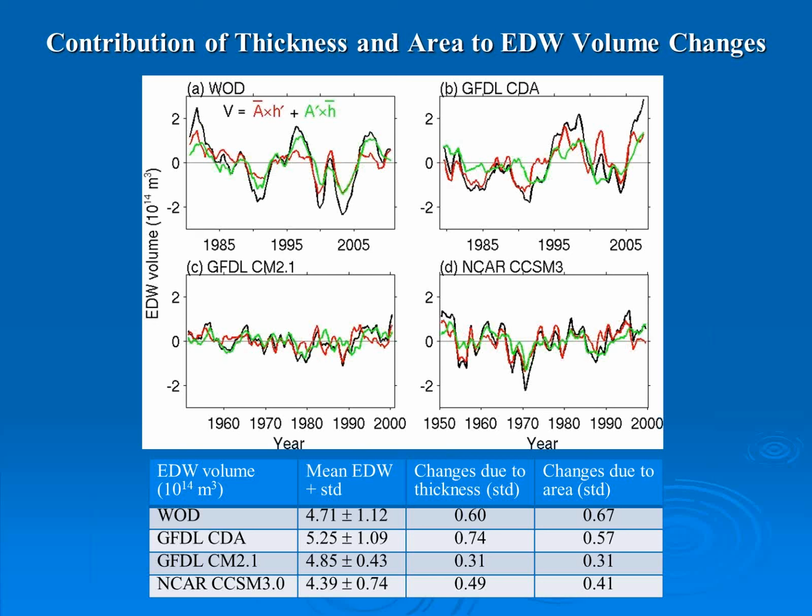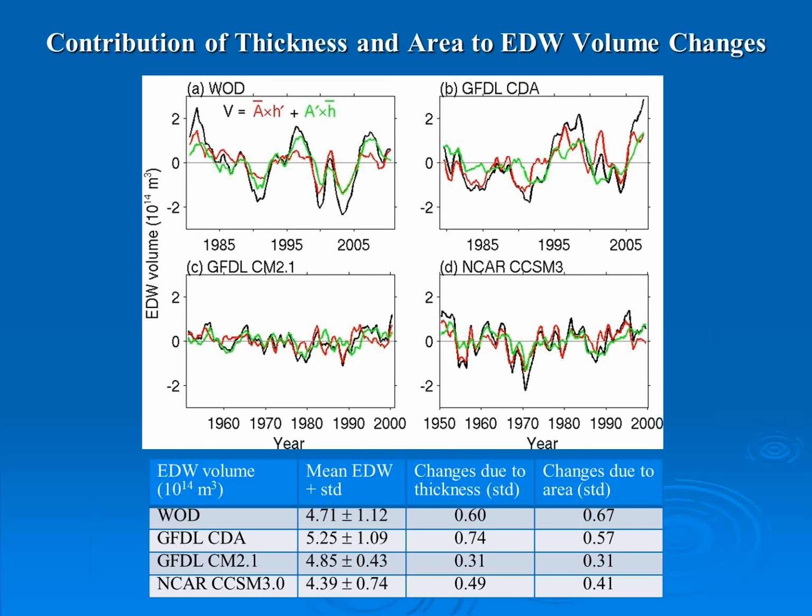This will show you the contributions from area indicated by the green line, and the thickness change is the red line. From observations, you see that both components contribute kind of equally to the EDW volume variability, with area change having a slightly larger contribution. This is different from the seasonal cycle of EDW, which is dominated by thickness changes.